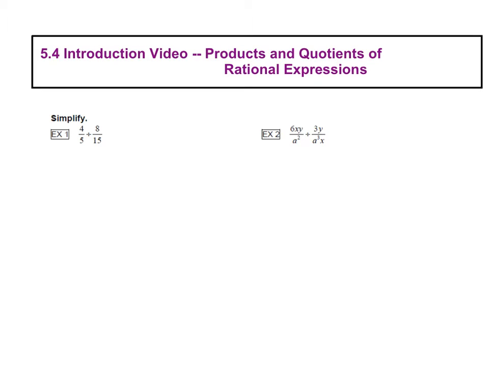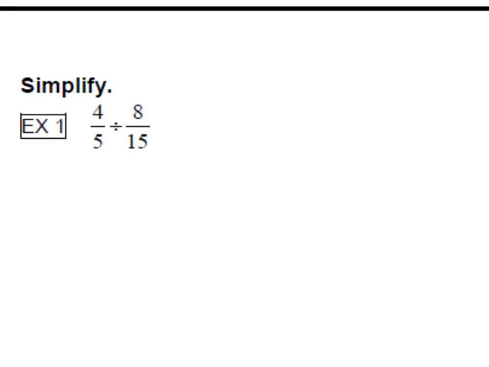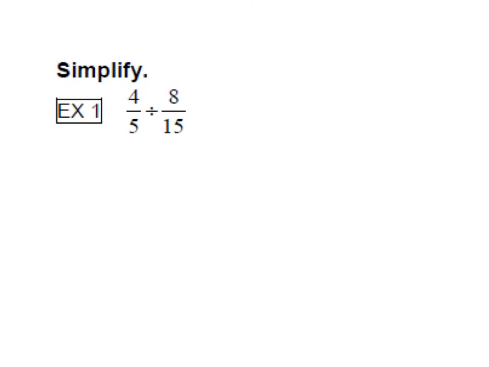In lesson 5.4, we are going to look at the products and the quotients of rational expressions. If you remember, product means multiply, quotient is division. So we'll take a look at some division examples on this slide. What we need to remember about division with fractions is that instead of dividing by the fraction right here, we always multiply by the reciprocal.